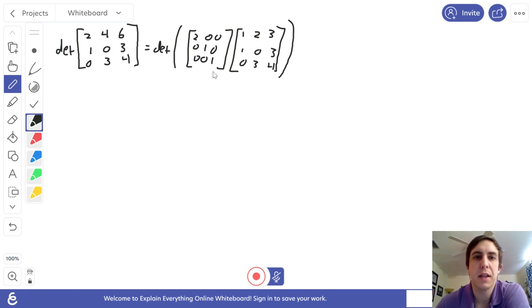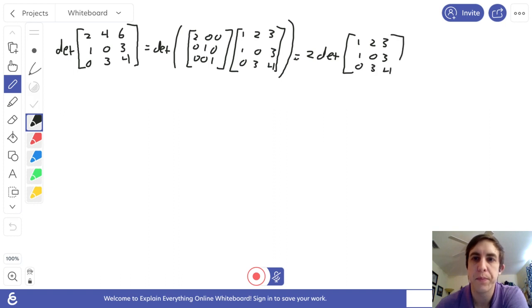And we can quickly check that the product of these two matrices is the original one. Now we know that the determinant of a product is a product of the determinants, so we can quickly compute the determinant of our diagonal matrix over here, which we know to be 2. And this will just be 2 times the determinant of the simpler matrix: 1, 2, 3, 1, 0, 3, and 0, 3, 4.